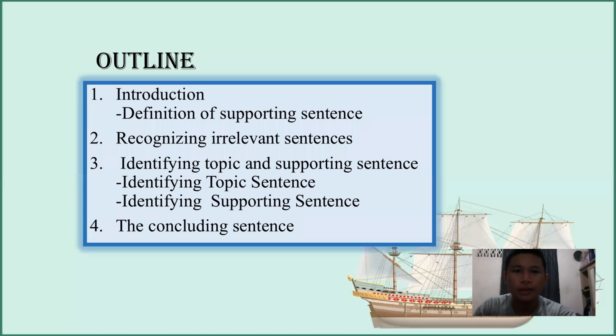1. Introduction, definition of supporting sentence. 2. Recognizing irrelevant sentences. 3. Identifying topic and supporting sentence. First, I will explain about identifying the topic sentence, and second, we continue to the supporting sentence. 4. The concluding sentence.